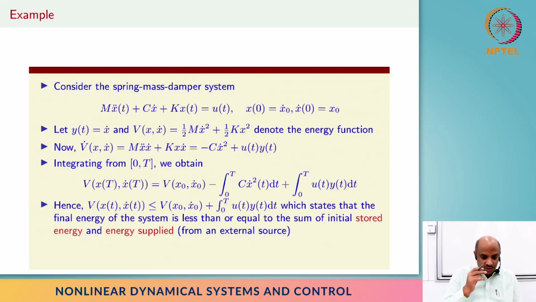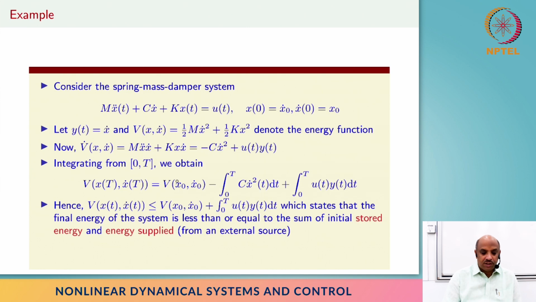Okay, so let's look at the physical understanding of this, right? So this u y, force times velocity. Those of you who remember physics, force times velocity is nothing but power, right? And power is nothing but rate of energy. So the integral from 0 to t is energy. But this is the external energy input, so to speak, whereas V of x is kind of the internal energy, the summation of kinetic and potential energy.